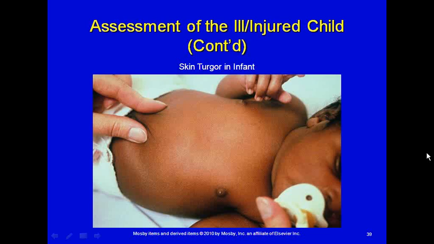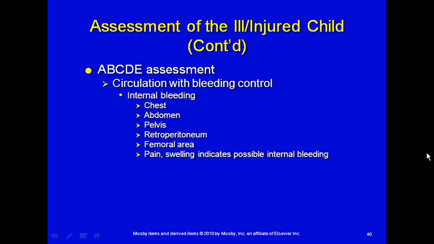Skin turgor is certainly an assessment that might let you know the hydration status of the child. If their skin turgor is poor, and here in this very small infant they're just pinching the skin of the abdomen to see if it remains tented, and if it does remain in a tent, then the infant is quite dehydrated.